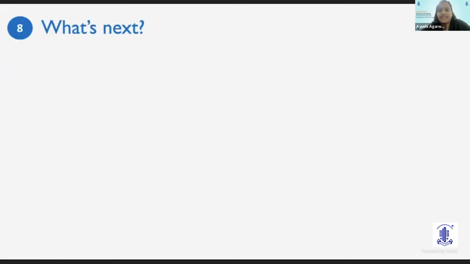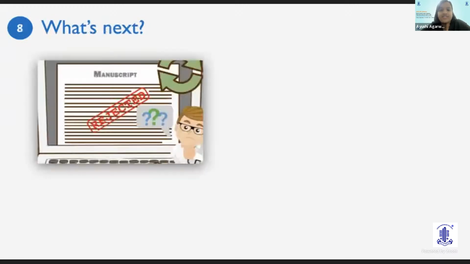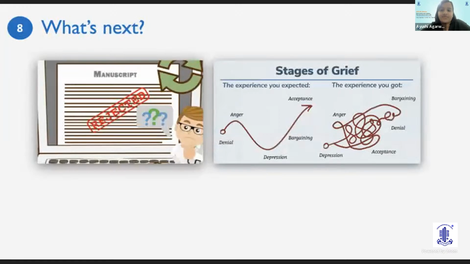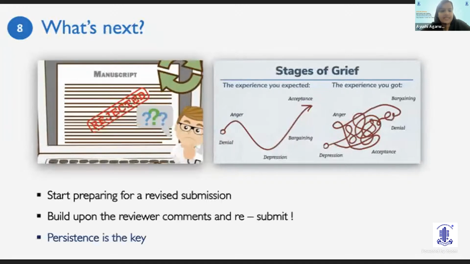So now you submit a case report and it gets rejected. What now? You get into what we know as the famous stages of grief with so many mixed emotions. You feel dejected, your confidence hits rock bottom. But let me tell you, it's okay. At this point, do not put your guard down. Rise and start preparing for a revised submission. Build upon the reviewer comments and resubmit the best possible version, because persistence is the only key to success here.